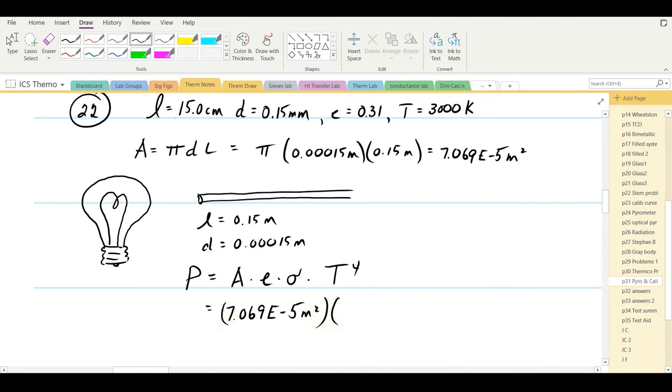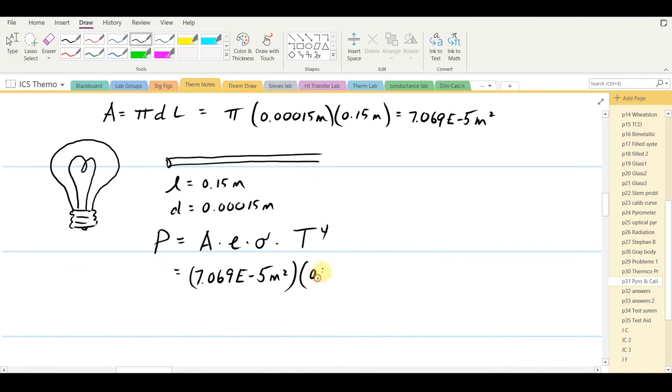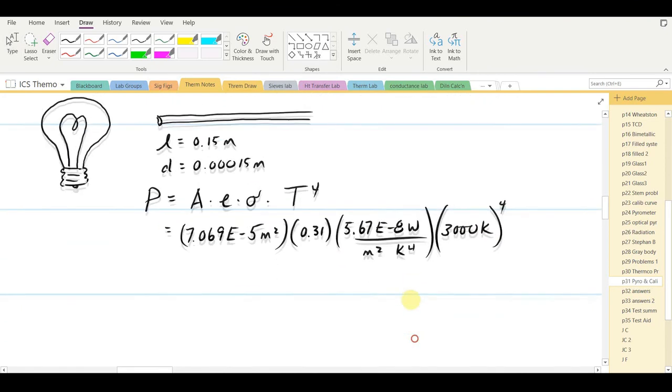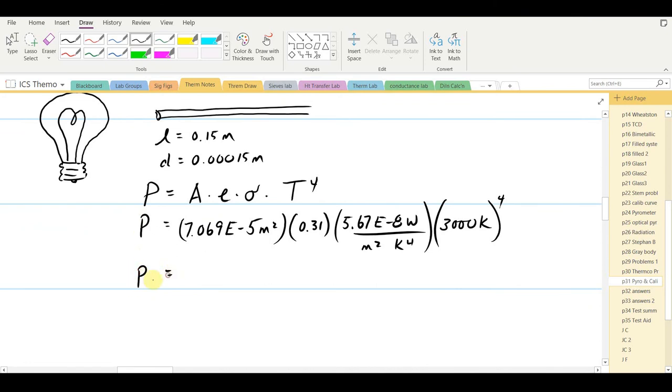The emissivity for the tungsten filament is given as 0.31. We have Stefan Boltzmann's constant, 5.67 times 10 to the minus 8 watts per square meter per Kelvin to the fourth power. We want temperature to the fourth power, that's 3000 Kelvin to the fourth power. All right, take a minute, work that out. I get 101 watts, a typical 100 watt light bulb.